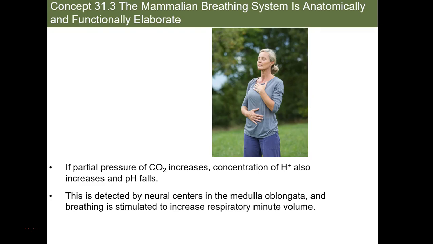If the partial pressure of carbon dioxide increases, the concentration of hydrogen ions also increases, thus lowering pH. This is detected by neural centers within our medulla oblongata. Breathing is stimulated to increase respiratory minute volume. Increased ventilation helps get rid of carbon dioxide and returns pH to a normal value.